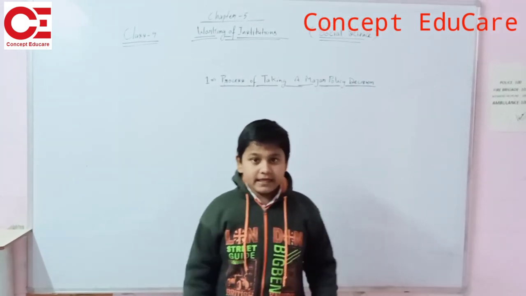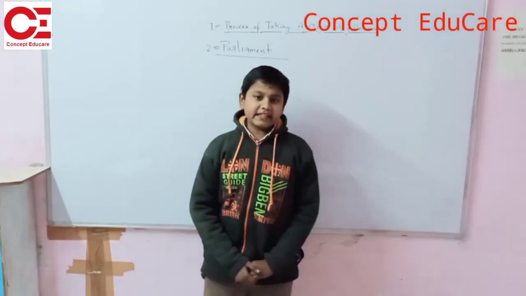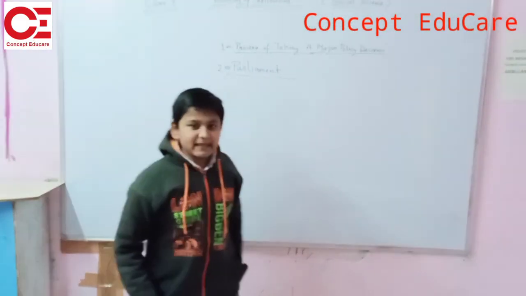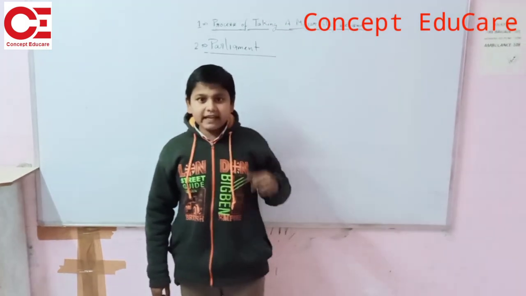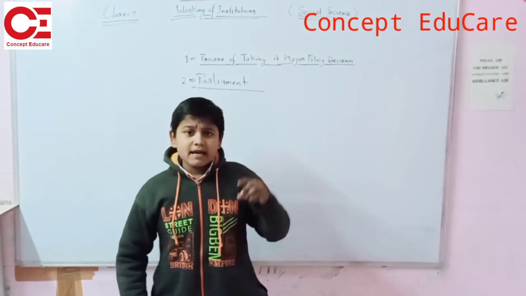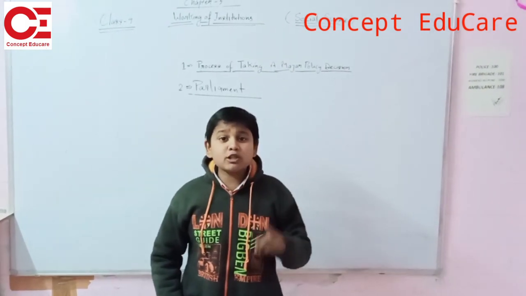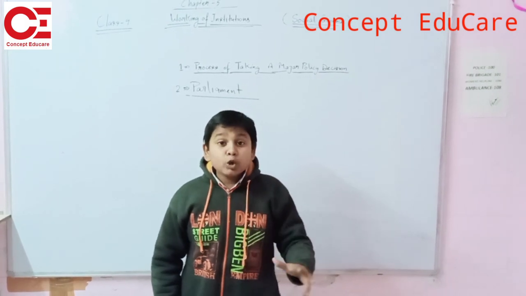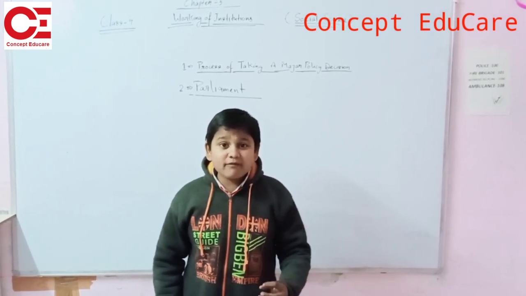First, we look at the legislature. It is the parliament. Parliament means legislature. What can we study? It can make the law. The first point is that it is the only authority to make law. The second point is to exercise control over the working of the government.